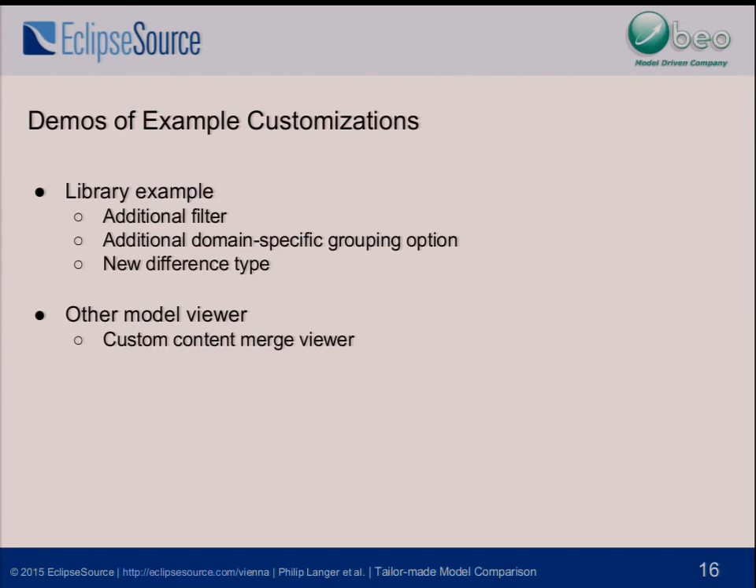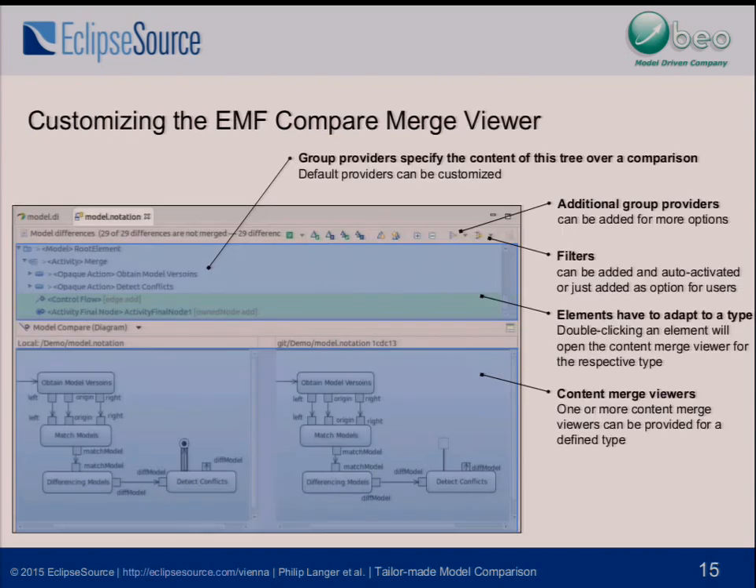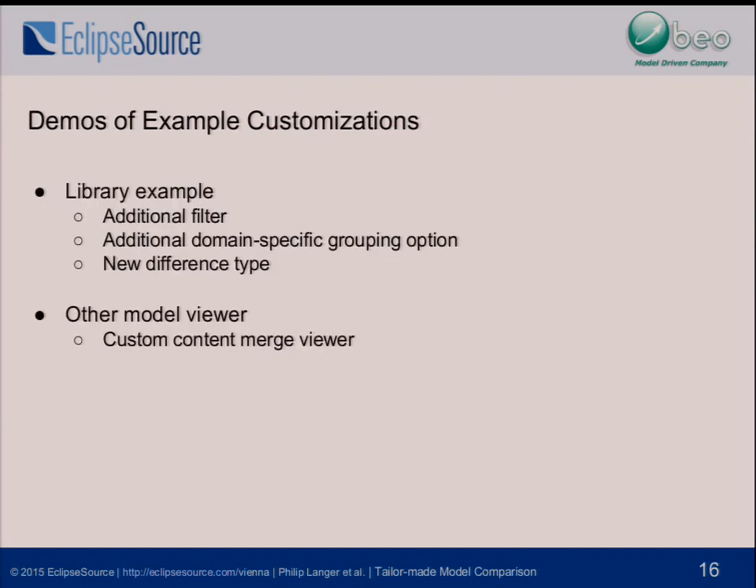So how to add additional filters, how to add domain-specific grouping, and then I will introduce a new diff type. And finally, to show how you can exchange those content merge viewers, I will just give you one example of how this can be used to make the model comparison UI as useful as possible for your users. Of course, just one disclaimer.